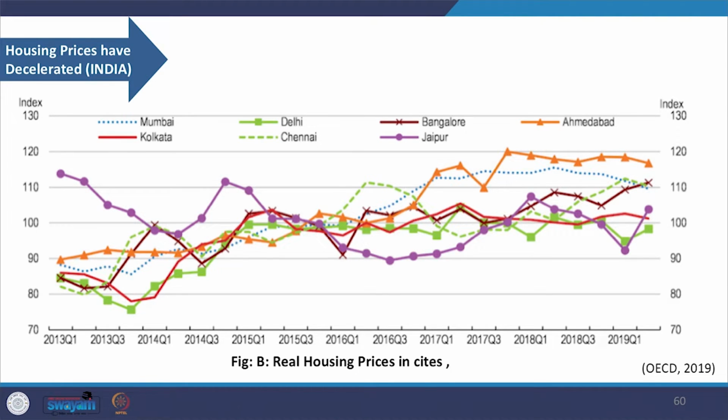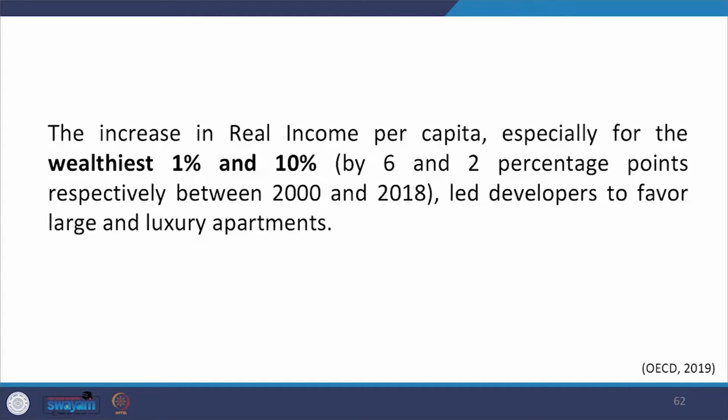As per the survey, the gaps in the price to income ratio across different income groups affected incentives to build various types of housing. The increase in real income per capita, especially for the wealthiest 1% and 10% by 6 and 2 percentage points respectively between 2000 and 2018, led developers to favor large and luxury apartments.